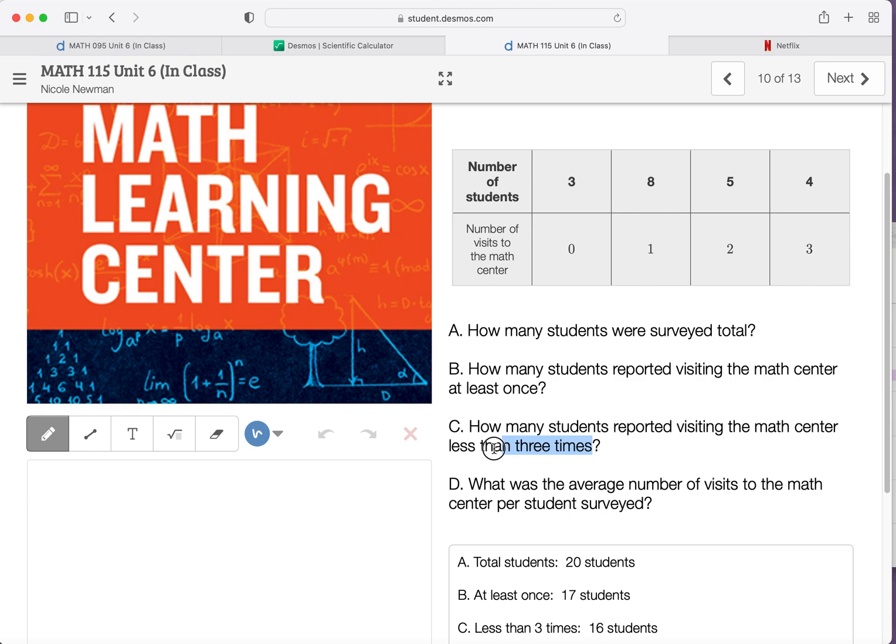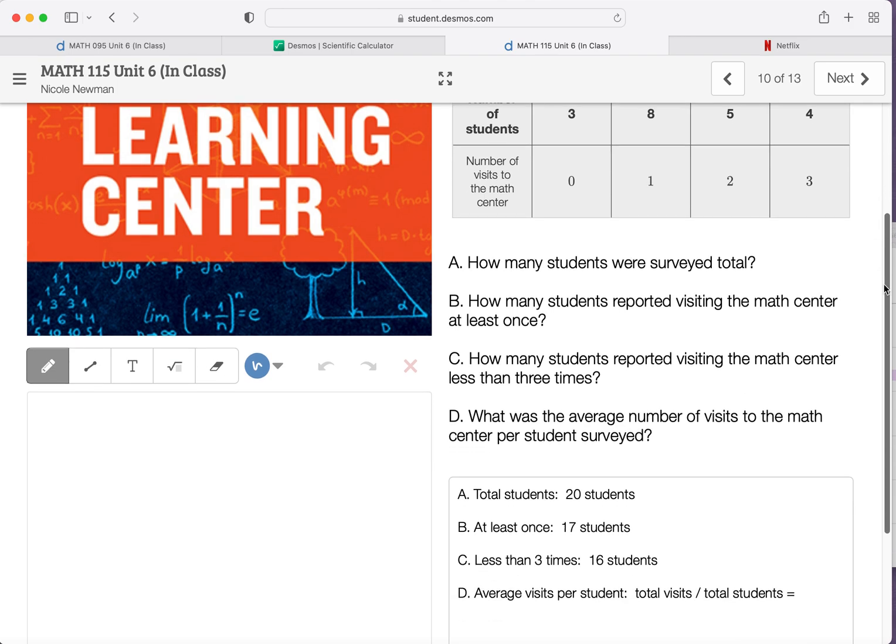For less than 3 times, that means they don't get to go 3 times. They can only go twice or once or none. So that would be these 5 went twice, these 8 went once, and these 3 didn't go at all. So there's 13 plus another 3 is 16 students that went less than 3 times. That's how I get that.